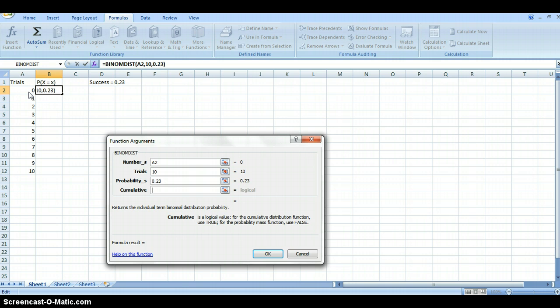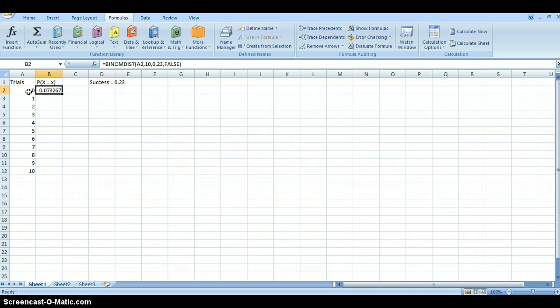In this case, I am not adding probabilities. I don't want them to be cumulative. So we're going to type in false and hit OK. And then if you toggle your cursor until you get this little cross over this black box in the bottom, and you drag that thing down, it's going to copy that formula all the way down.